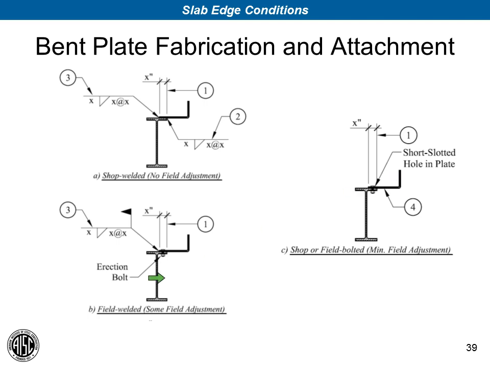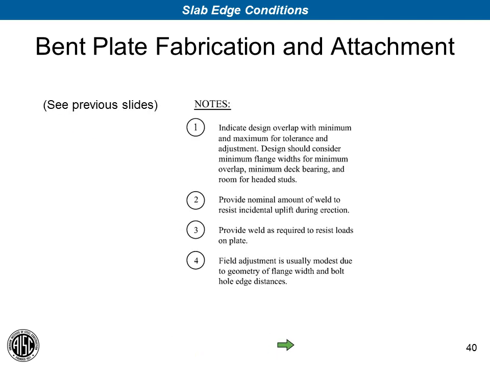So options B and C provide you a good bit more adjustability in the field, whereas option A is probably the most economical of these three. And again, here are just the keynotes to that previous slide.